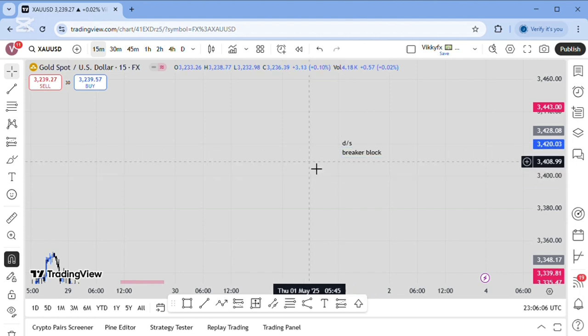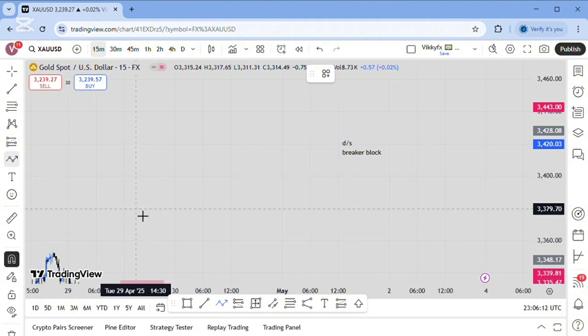So this is for the demand and supply zone. For every buy setup, the zone which we enter from is called the demand zone. For every sell setup, the zone which you sell from is called the supply zone.